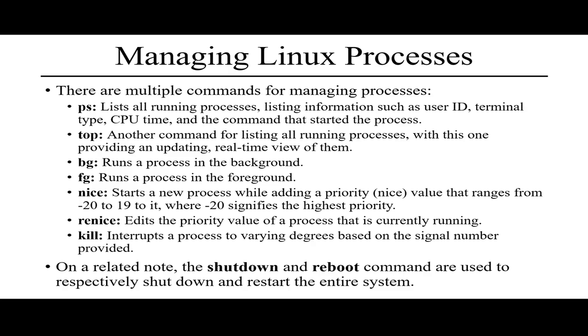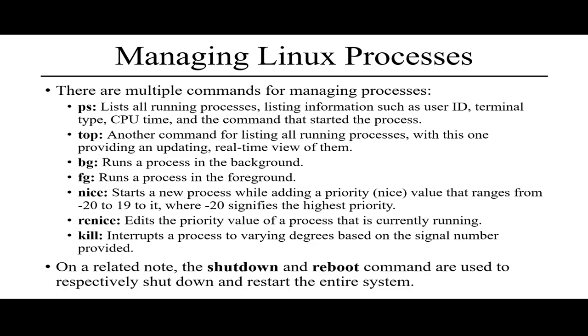The top command lists all running processes. What's interesting about top is that it actually updates continually. It basically is constantly running as you look at it. ps is just a static list, but top is a live list. It provides live updates as you run it. The bg command runs processes in the background, while with the fg command you can run processes in the foreground. So you can control how processes work with each of those two commands.